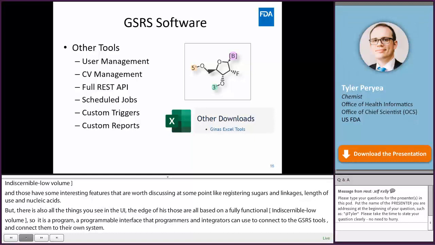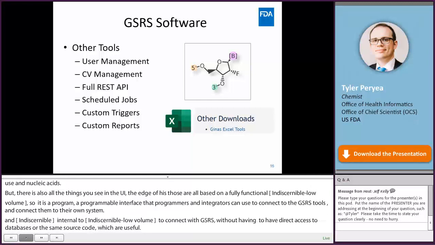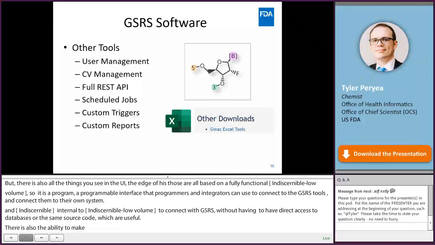It's been very useful. There's also ability to make a lot of other customizations, custom scheduled jobs that run every night that make a certain kind of report or make a certain kind of data operation. There are custom triggers for doing standardization that are supported, and of course custom reports.